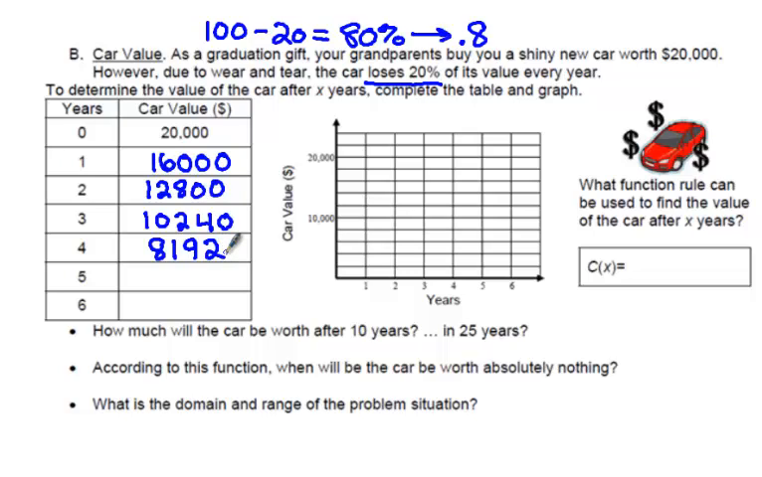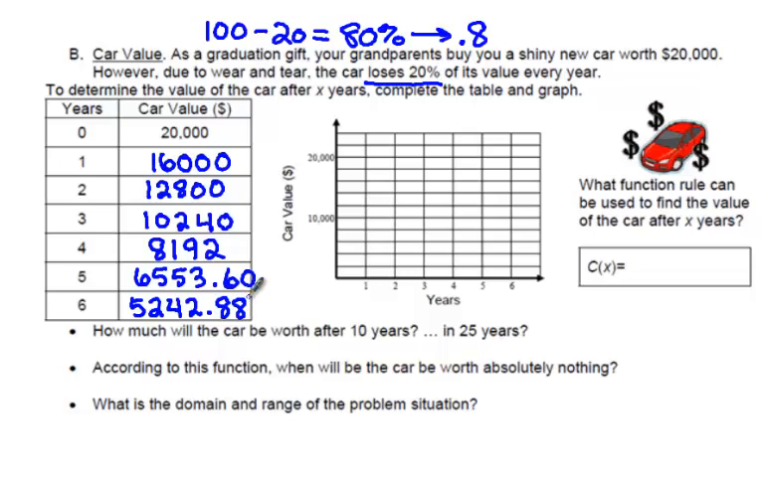And multiply 8,192 by 0.8, and we get 6,553.60. Multiply that by 0.8, and we are going to come up with 5,242.88.